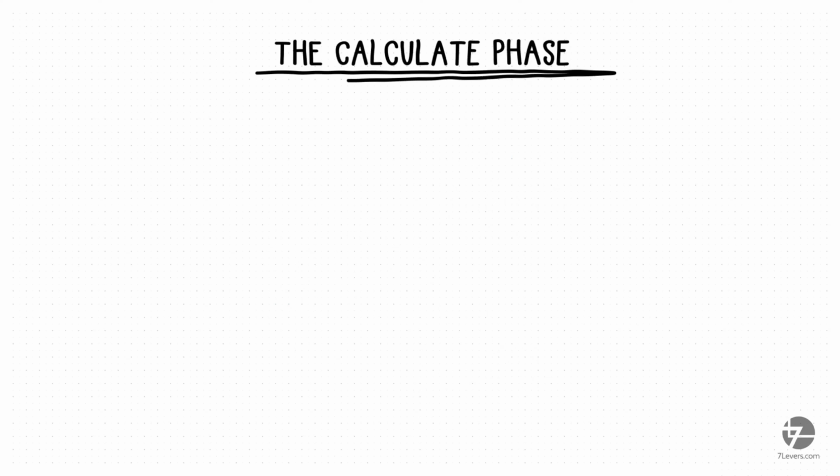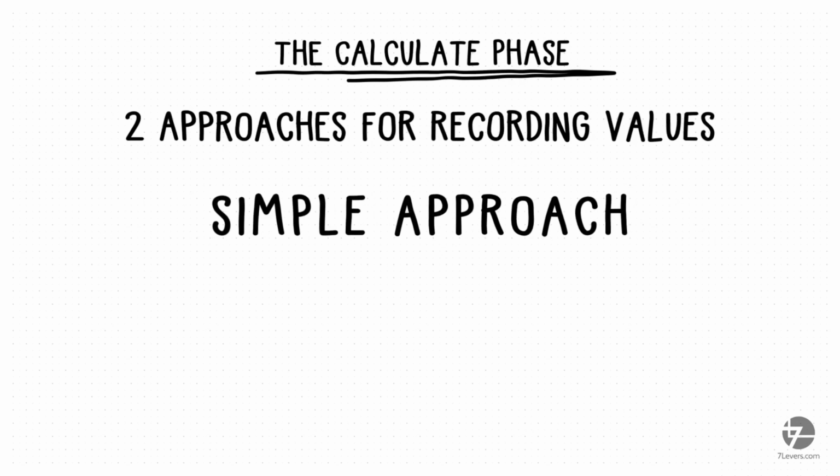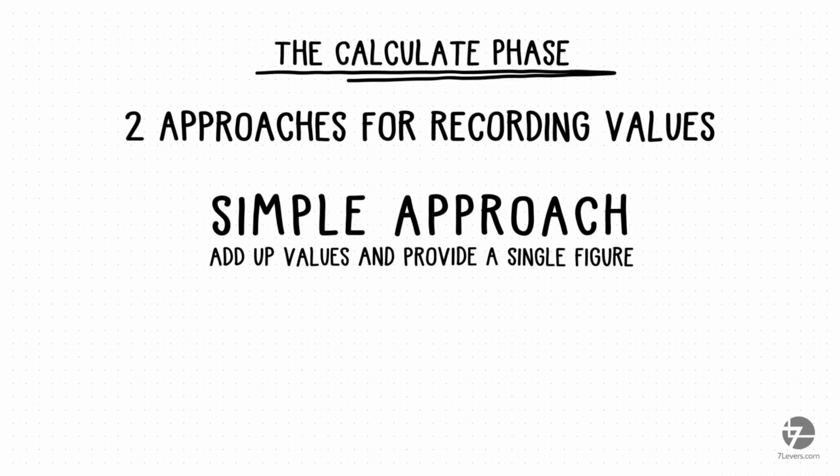And what we're going to do is go through each lever in turn. So you're going to refer back to the work you did in Clarify, where you're going to find out what those 7 levers are in your business. And then you're going to record values for each lever. Now, there are 2 approaches to recording these values. And in the first pass, the first time you do this, I suggest that you take the simple approach. In the simple approach, we are going to just add up the values and provide a single figure. We're not going to do anything else.